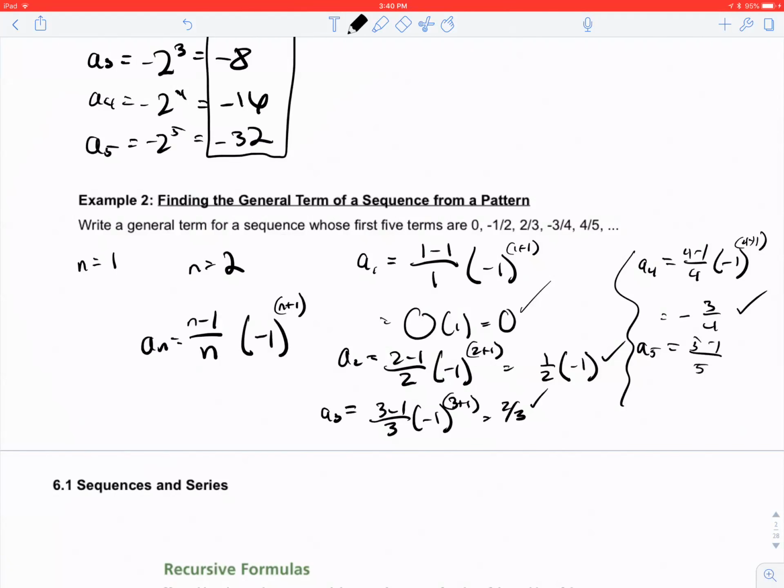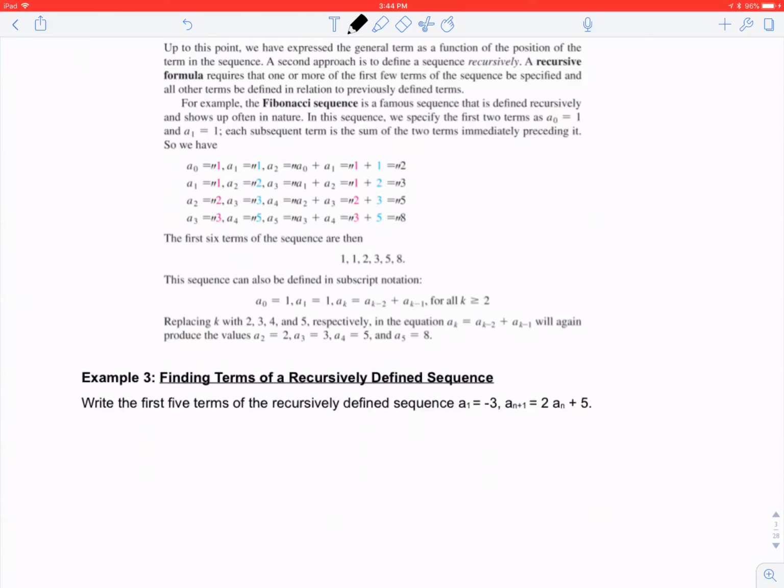But it's in the text. It's just the little tick marks, I know it's a typo, and it's kind of throwing me off. But anyway, let's get back to it. The first 6 terms of the sequence are 1, 1, 2, 3, 5, 8, right? The sequence can also be determined by the subscript notation. A naught is 1, A1 is 1. Then AK is going to be AK minus 2 plus AK minus 1. So it's the sum of the previous 2.